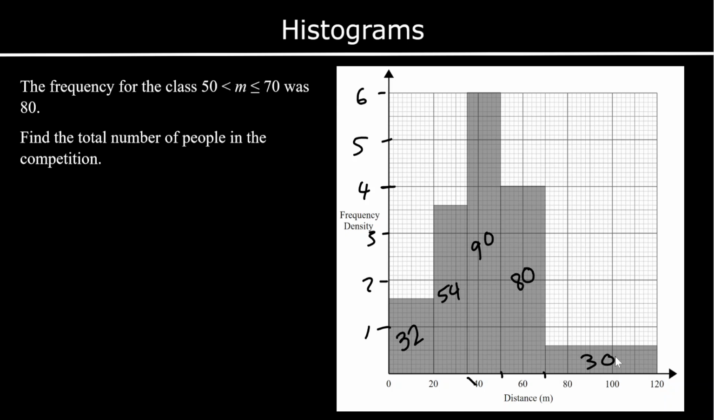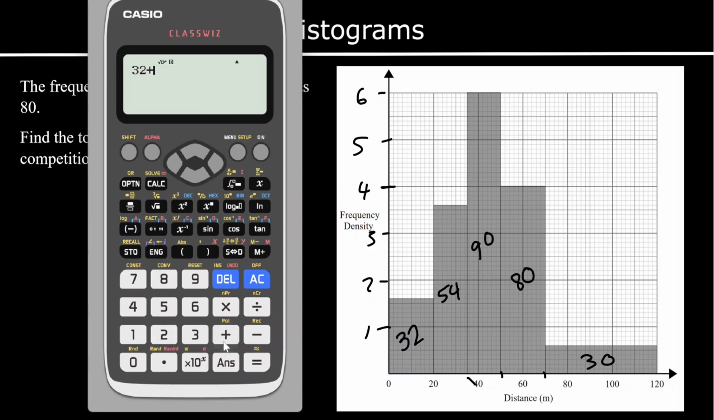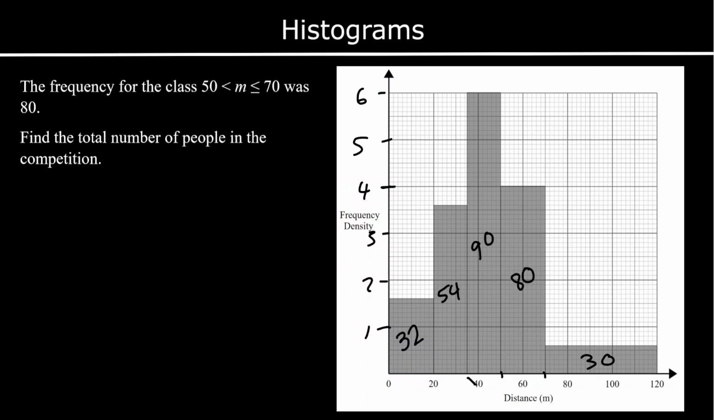So we just need to add them all up. We've got 32 people, 54 people, 90 people, 80 people, and 30 people. So that's 286.